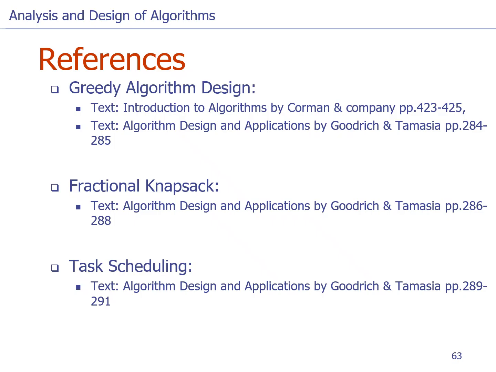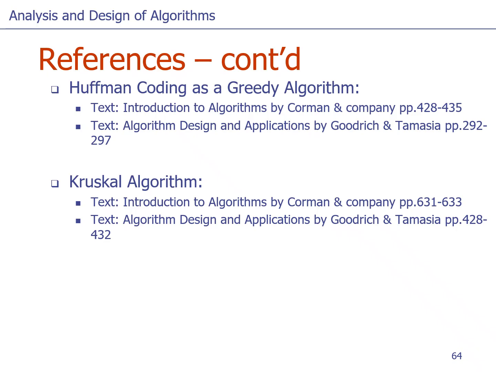I have also put references for the fractional knapsack and the task scheduling from Goodrich and Tamassia. It's well explained there. And for the Huffman coding, I'm also including 2 references, one for the Cormen textbook and another one for Goodrich and Tamassia, and also the same thing for Kruskal. And you can download the text following the links I'm providing.